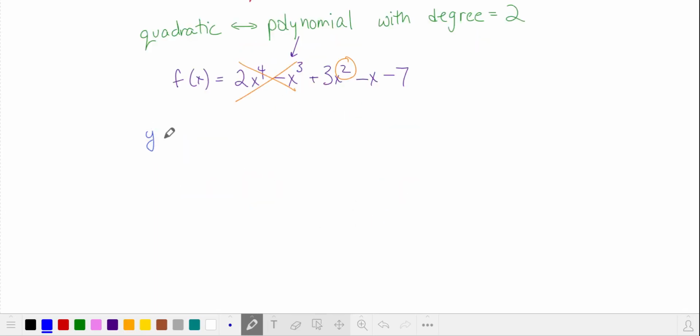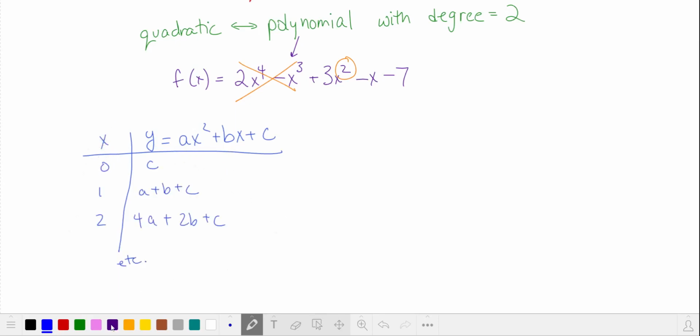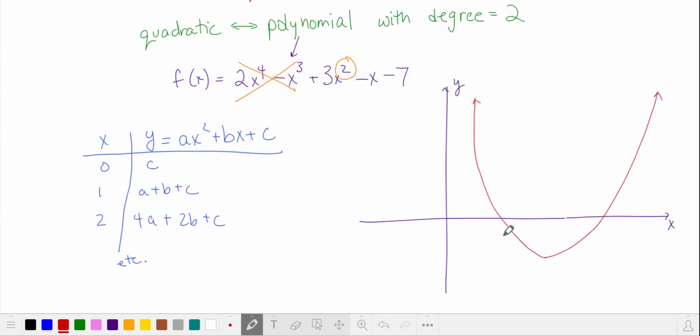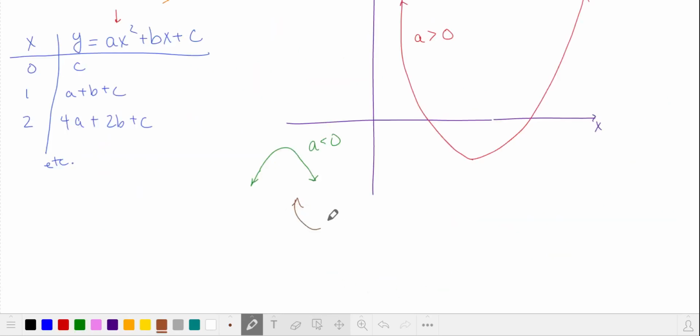If we set our quadratic equal to y and plug in various values for x and calculate the corresponding y values, when we graph these x's and y's, we'll get a curve that may look something like this. We'll get something like this when a, the coefficient of x squared, is positive. If a is negative, our curve is going to open downward. We call these shapes parabolas.